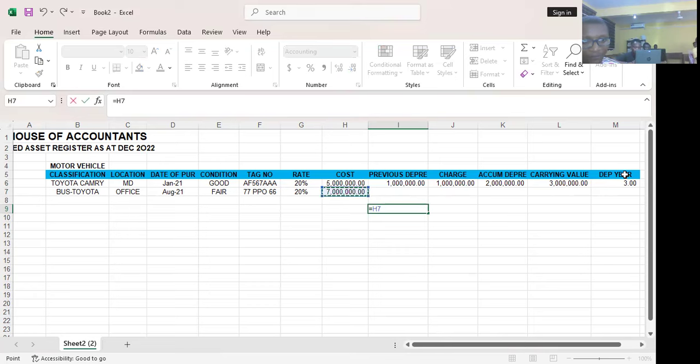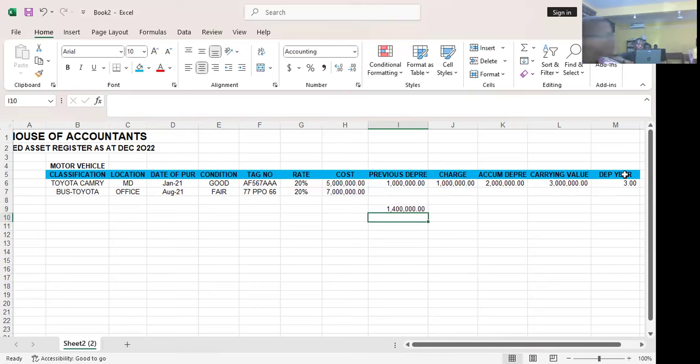of 7. 20% of 7 will give us what? It will give us 1.4. But 1.4 is for the whole year. They did not purchase this asset in January. They purchased in what? August. In August, September, how many months? 5 months to December.